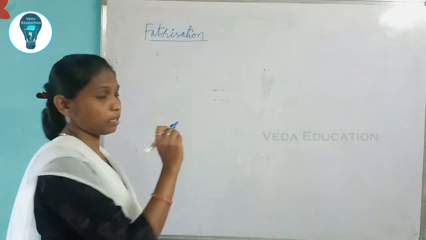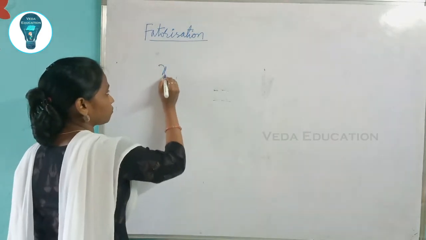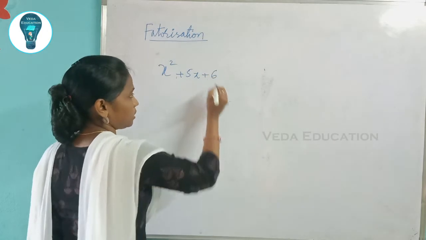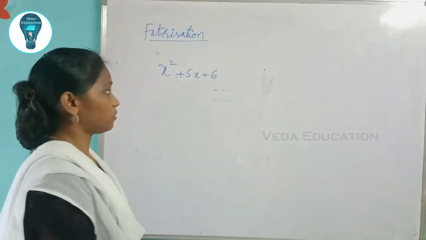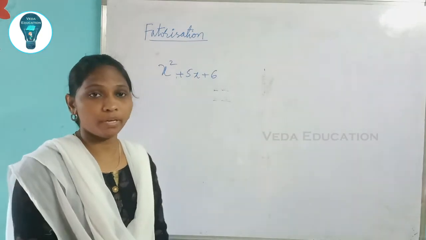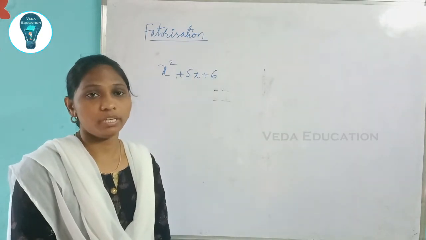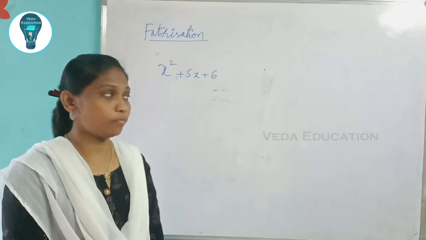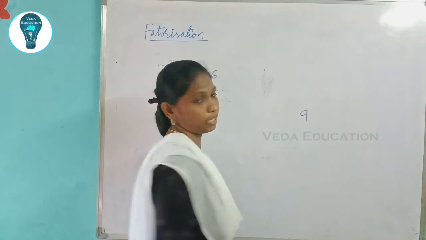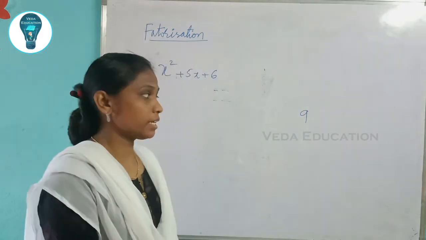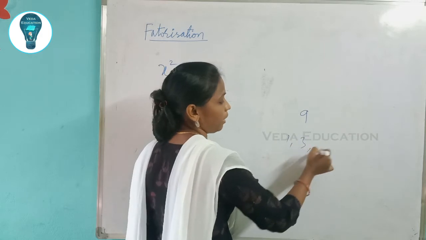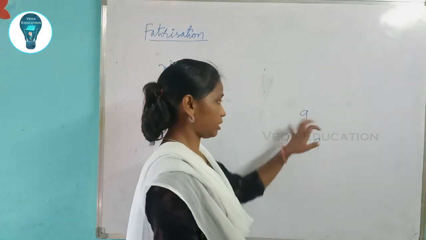See here, first of all I am taking an example: x square plus 5x plus 6. To factorize, what is meant by factorize? Factorize means the numbers by which a given number is exactly divisible; those numbers we call factors of the given number. For example, 9. For 9, what are the numbers that divide exactly? See here, 1, 3 and 9.